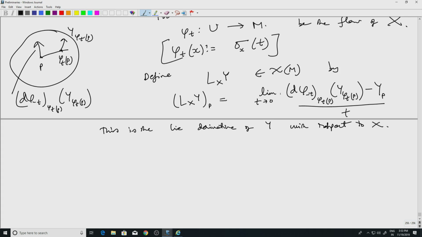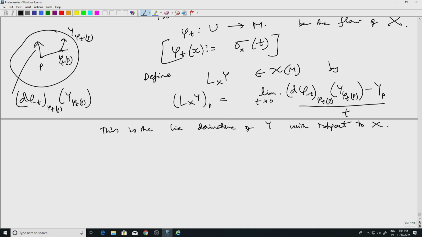Even to make sense of this definition, I would of course need to know a few things, like that phi of minus t composed with phi of t is the identity and so on. So the definition I've given here, one has to look at it a bit more carefully to make sure that everything is properly defined. But all that can be done, and anyway I'm not going to go into details about this. So let me just leave it at this.